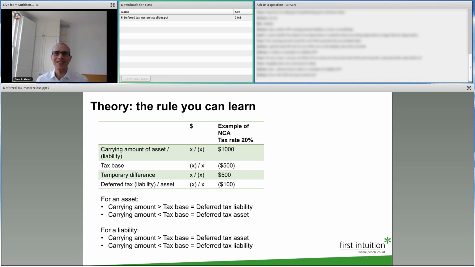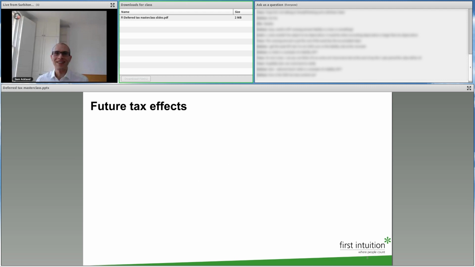Okay, so those are rules that you can learn in terms of doing the numbers on these. Let's have a look though at some more examples of assets and liabilities that can give you deferred tax implications.